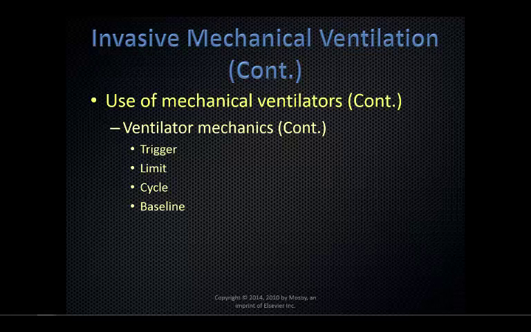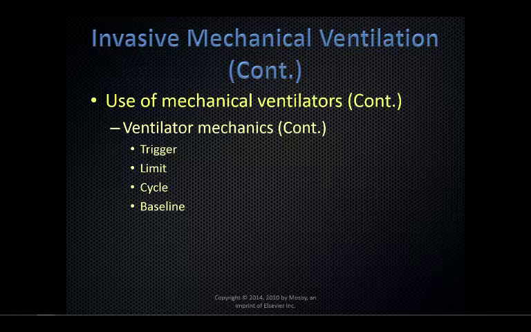And if flow is the limiting factor or the target, then it will cycle off once that certain target flow is reached. And then finally, if that certain volume, say they have a volume limit set at 600, once that volume target is reached, then it will cycle off and then go into expiration.